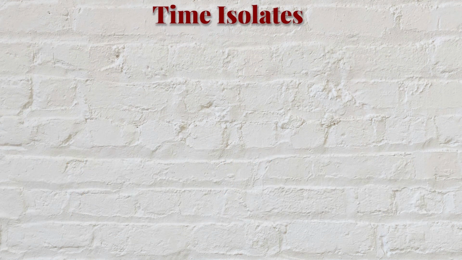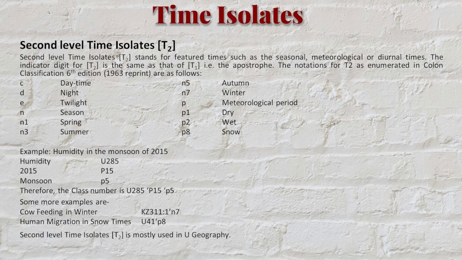Now, after we have discussed the first level of time isolate so far, now we discuss the second level time isolates. Second level time isolates, that is T2, stands for featured times such as the seasonal, meteorological or diurnal times. The indicator digit for T2 is the same as that of T1, that is apostrophe. The notations for T2 as enumerated in colon classification 6th edition 1963 reprint are presented here.